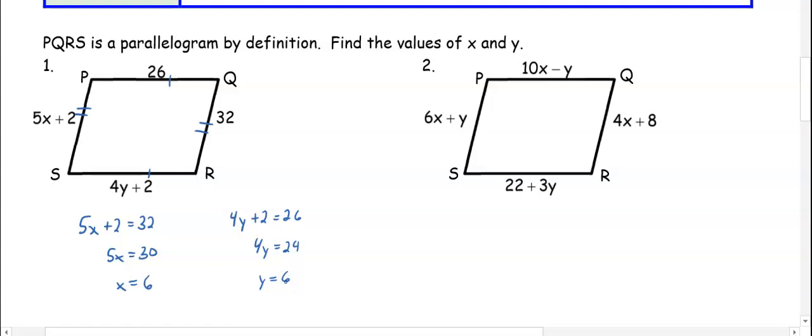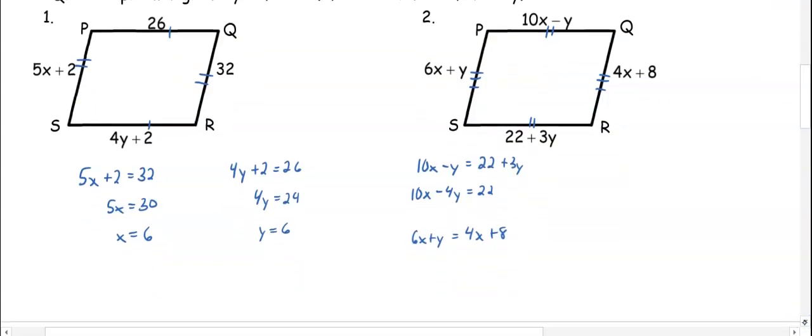In number 2, we again know that our opposite sides are congruent. So we have 10x minus y is equal to 22 plus 3y. So we're going to put the y on the same side as x. 10x minus 4y equals 22. We also have 6x plus y is equal to 4x plus 8. We can subtract 4x on both sides, so 2x plus y is equal to 8. So our two equations are 10x minus 4y equals 22, and 2x plus y equals 8.